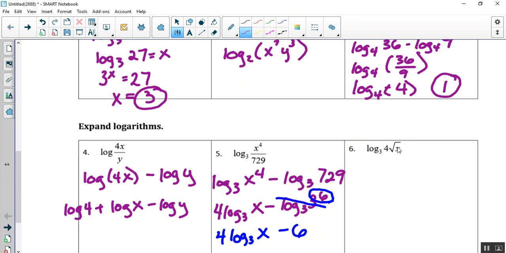Right here, some people get stuck on the square root, but remember, a square root is the same as a 1/2 exponent, so you can think of this as log base 3 of 4 times x to the 1/2. And then because this is a multiplication, you can break that into the sum of two logs. Log base 3 of 4, plus log base 3 of x to the 1/2. And then finally, you can bring that 1/2 out front here.